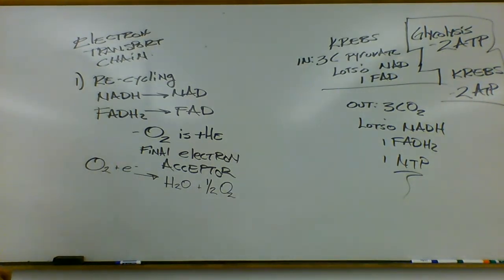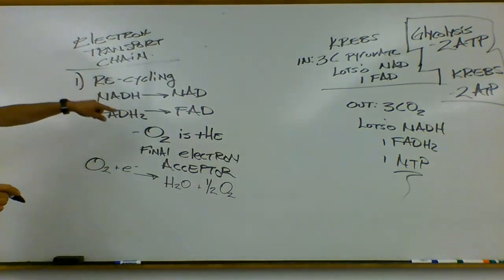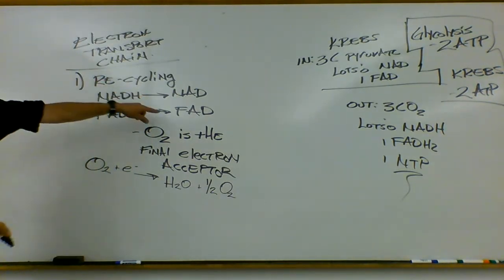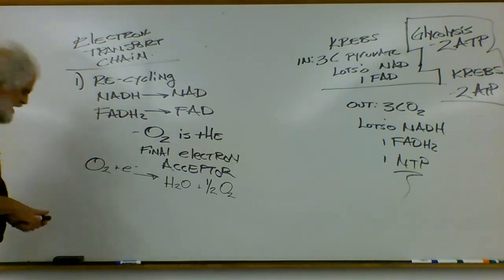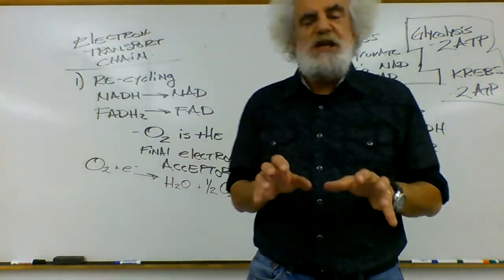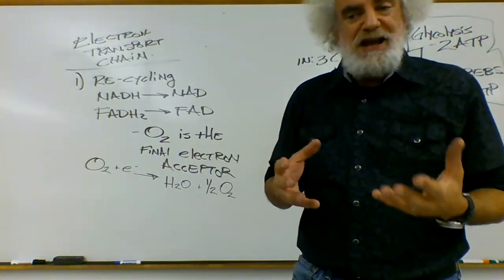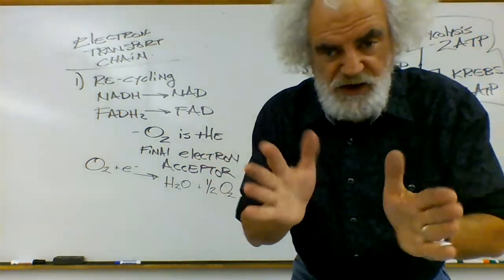So that's what the electron transport chain is doing. It recycles NADH back to NAD, FADH2 back to FAD. Oxygen is the final electron acceptor. And it then is going to generate ATP using a gradient of protons, which I'm not going to write up because we're going to get into that next time.